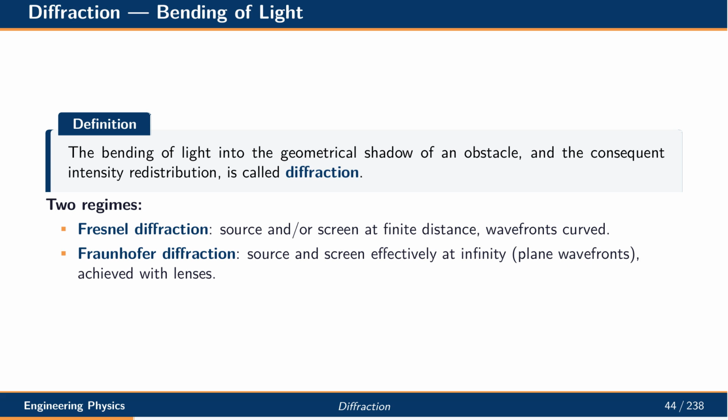In Fresnel diffraction, the source or screen is at a finite distance and the wavefronts are curved. In Fraunhofer diffraction, the source and screen are effectively at infinity with plane wavefronts, often achieved using lenses. Most engineering applications use the Fraunhofer regime because of its.